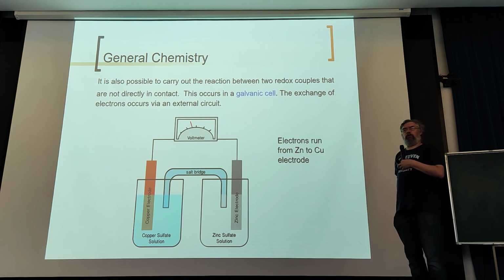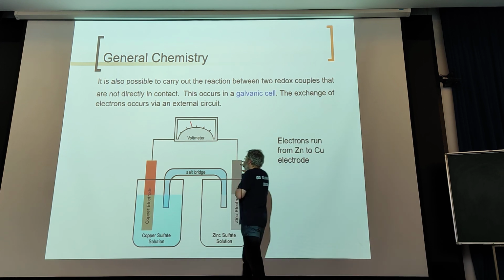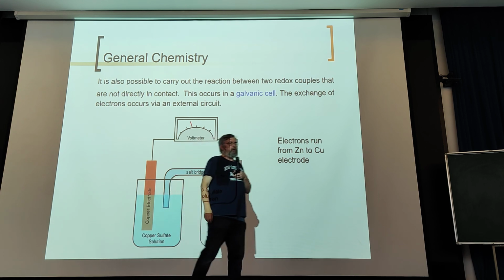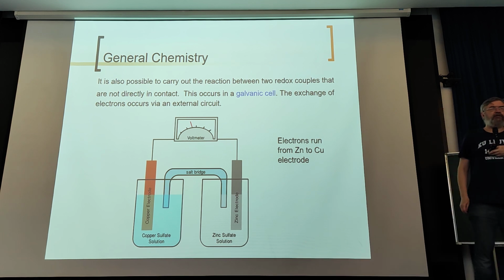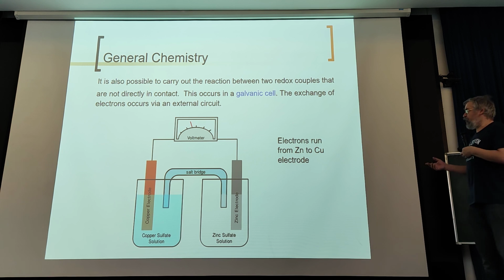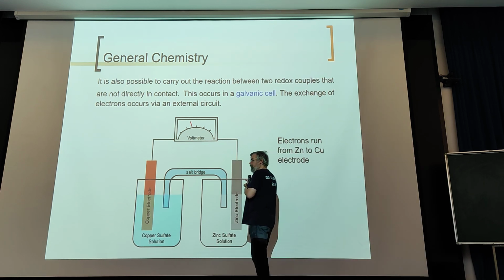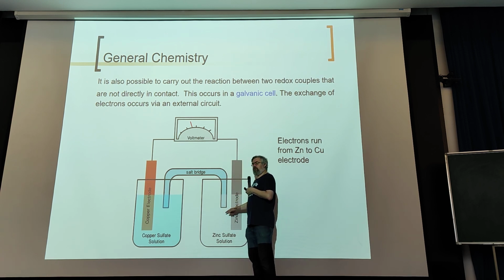So electrons can flow through this wire, which might be any metal that conducts electricity. We can also put a voltmeter in between to measure that there is indeed some kind of potential between these two electrodes, between the zinc electrode and the copper electrode. And because of this potential, electrons will start flowing from the zinc electrode. Electrons start flowing, and zinc 2 plus will actually start going into solution.